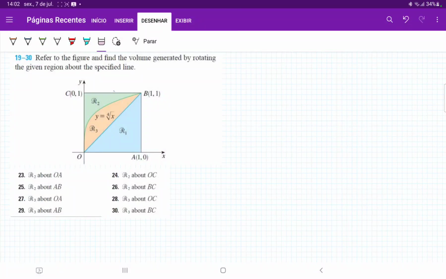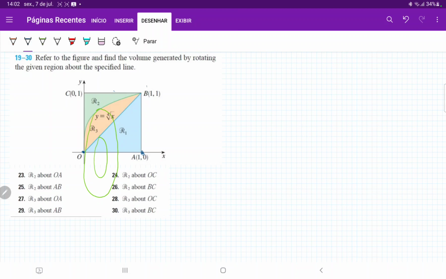So for number 27, we want to take R3, which is this orange section, and then we want to revolve it about OA. So OA goes from here to here, right? And when we revolve it, it's going to give us a disc that goes like so, where the lower part of the disc touches this line.